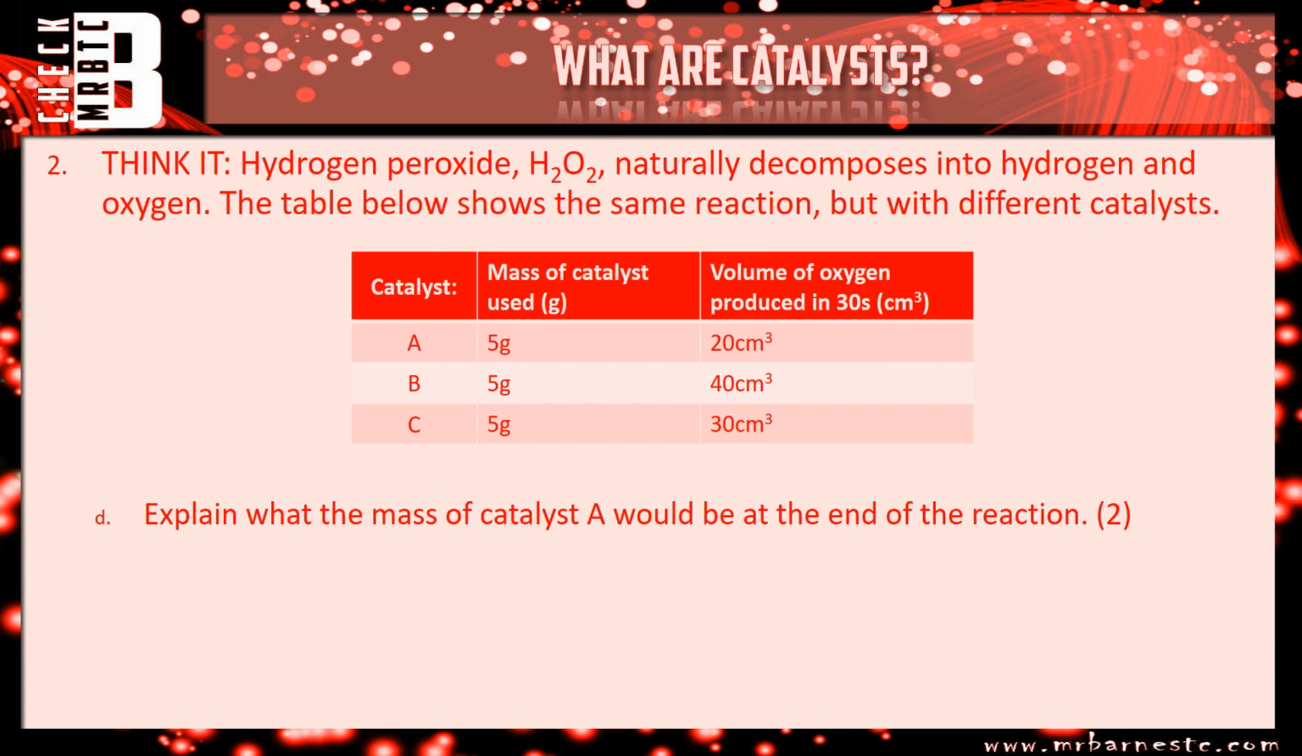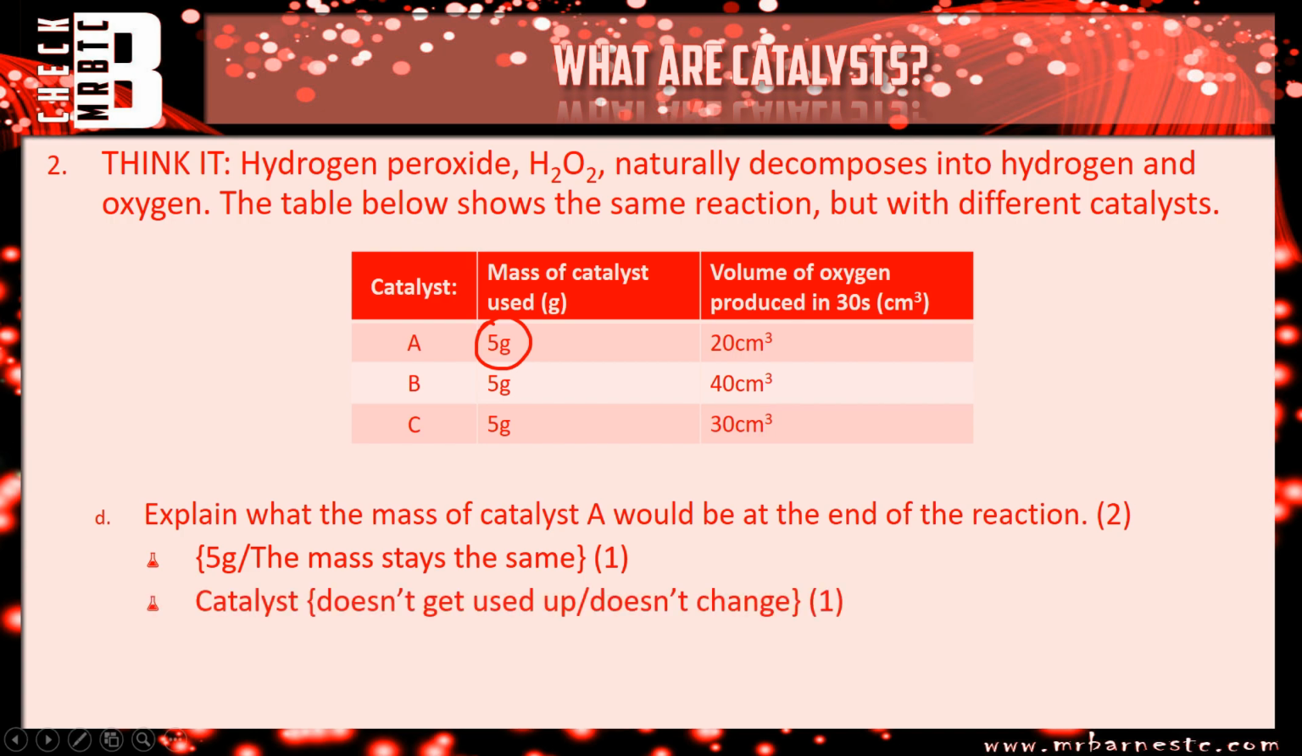If we move on to part D, explain what the mass of the catalyst A would be at the end of the reaction. So we're starting off with 5 grams. What did we say? The mass of the catalyst stays chemically unchanged and it stays the same. So your 1st mark is for saying it would end up as 5 grams, or the mass stays the same. And then your 2nd marking point is just get that definition in there again. The catalyst itself doesn't get used up or doesn't change in the reaction.